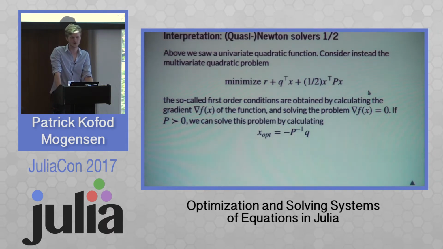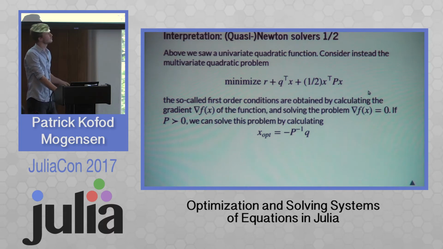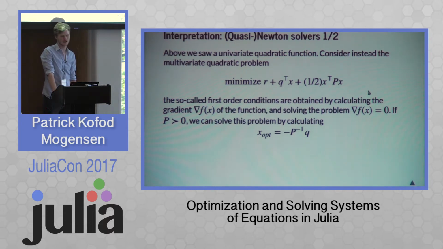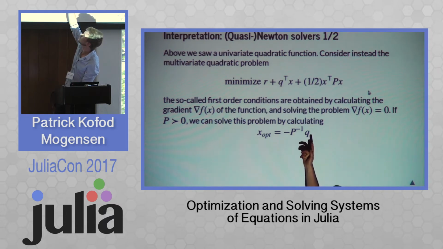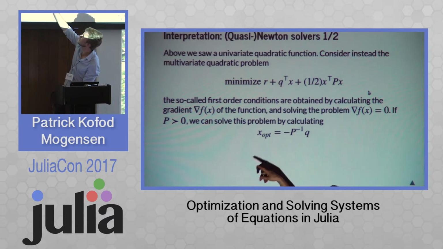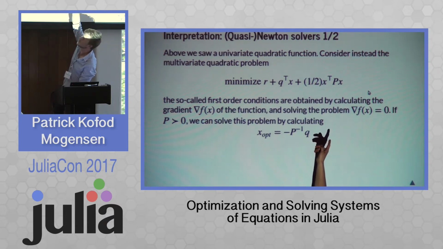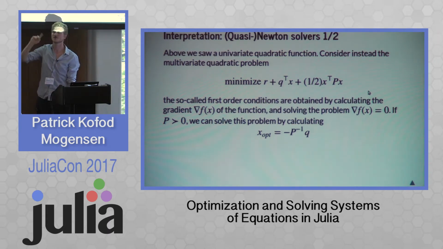So this is just some interpretation trying to put the gradient descent and Newton method in the same framework. We saw a quadratic function before, and that was convex and had a global minimum. The same is true for a multivariate quadratic function, as long as this P, which is a matrix, is positive definite.